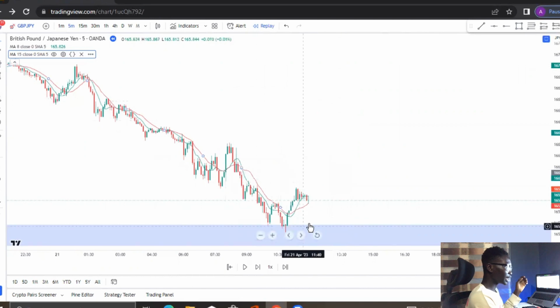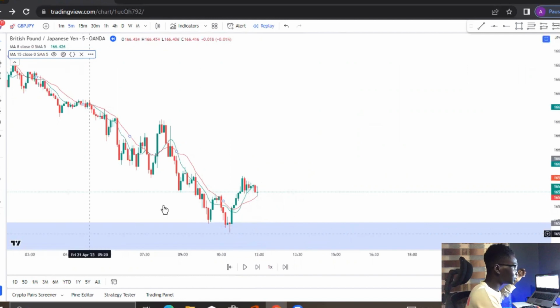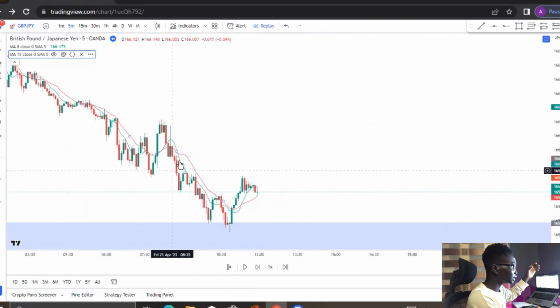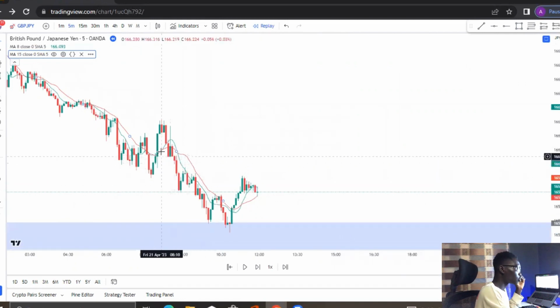So anytime you see the green moving average cross over the red moving average, it tells you that there's buy momentum in the forex market. Anytime the green moving average is on top of the red moving average, price is going up, so it tells you that price is moving towards the upside. And anytime you see the red moving average above the green moving average, it tells you that price is going towards the downside.